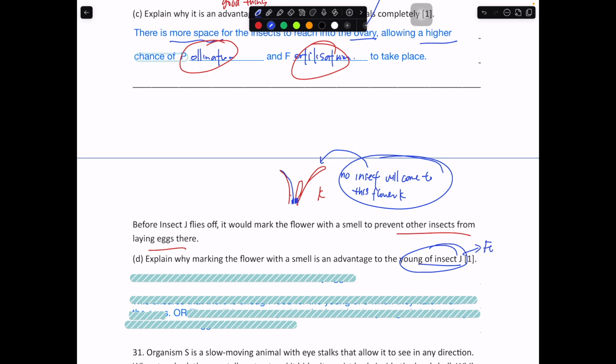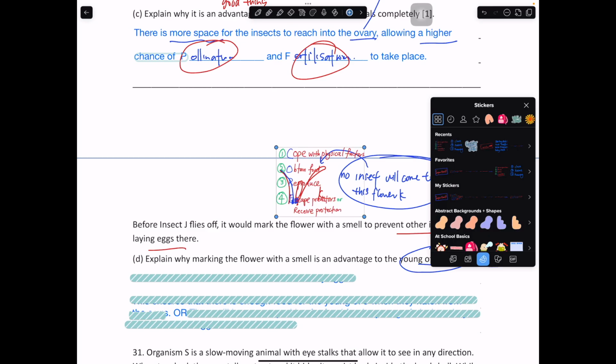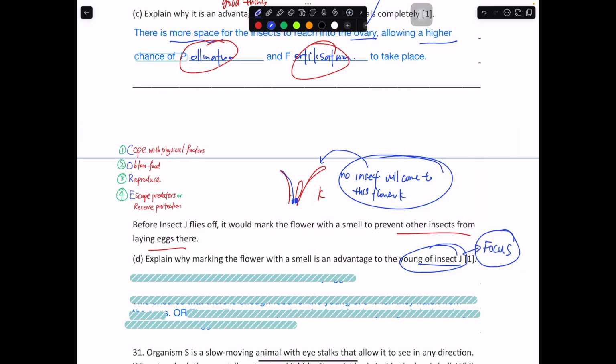So you think about this, this is your focus. How can it help? If you're not sure, always go back to this critical idea. So what is it trying to do? Is it really to cope with extreme temperature? Is it really to obtain food, reproduce, escape from predator?